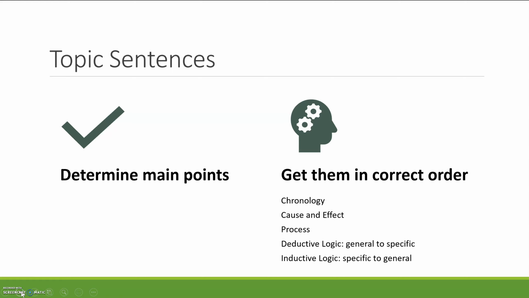So think about some sort of logical progression of ideas, and here I've listed chronology, cause and effect, process, all that kind of stuff. Those are just sort of basic rhetorical strategies, but it could be a combination of things, but nonetheless, there should be relationships between your main ideas, your topics.